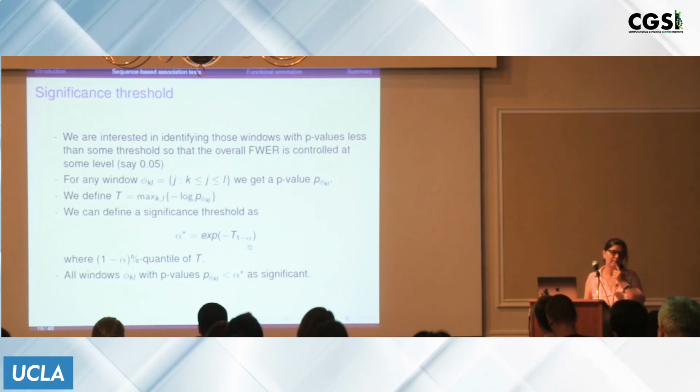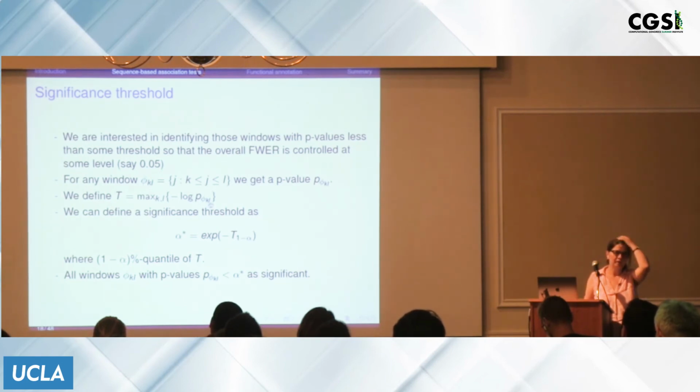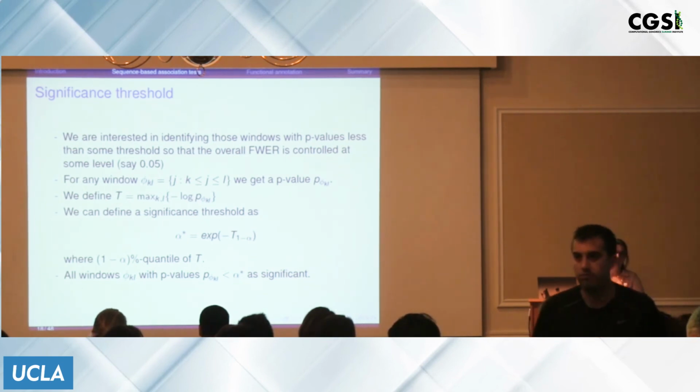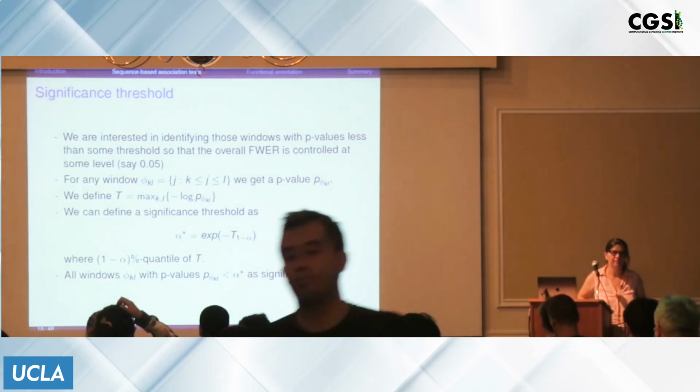So this negative log p-value is distributed as an exponential with rate 1, and then basically we can use the results from the Gumbel distribution to estimate these quantiles. But we have to do some resampling to take into account the correlation among the different windows, to estimate the moments of that distribution, basically.